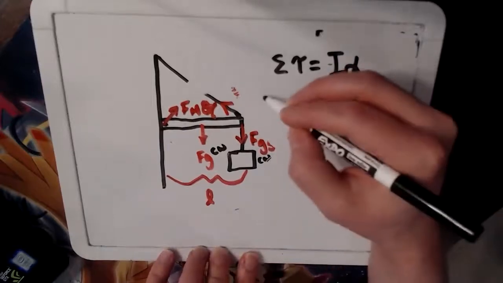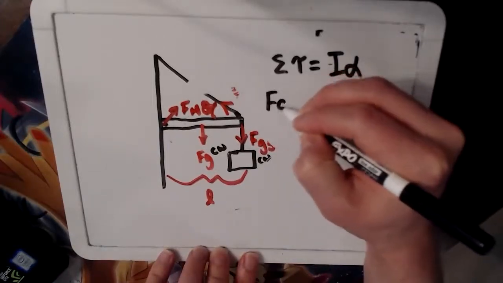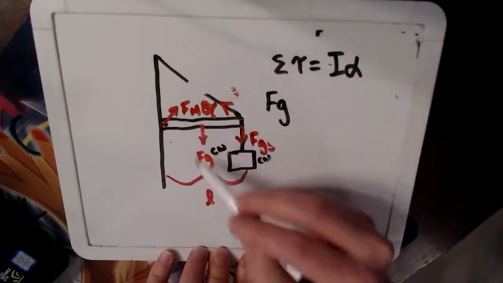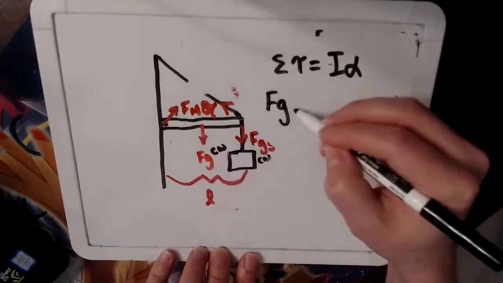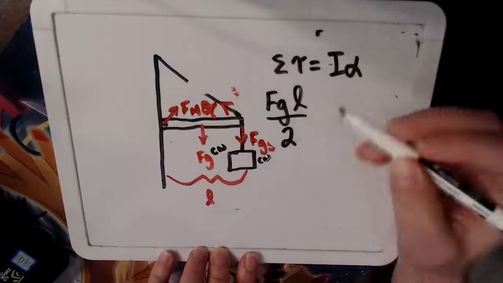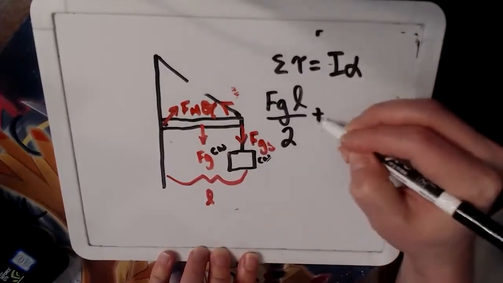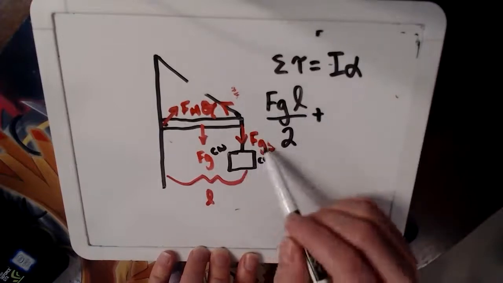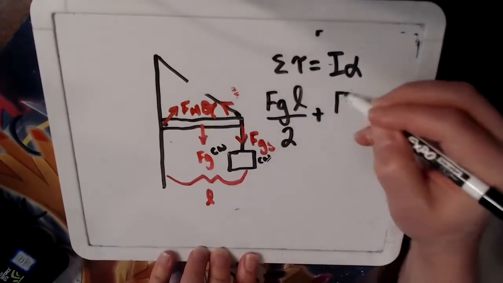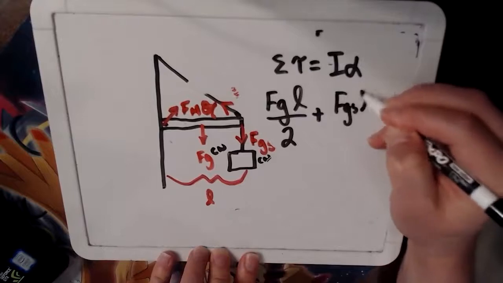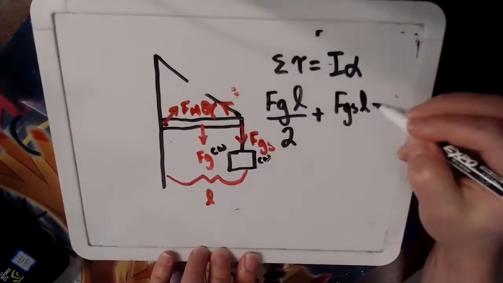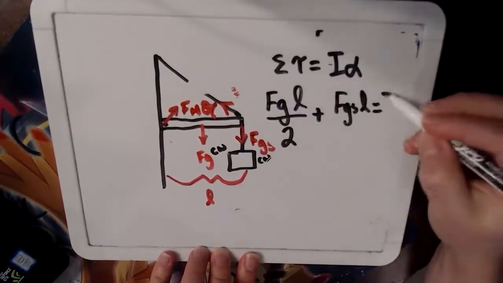The two forces that are making it rotate would be Fg of the sign, or Fg of the beam, excuse me, times the distance that it's acting from the pivot point. So that's Fg L over 2. The other torque that's making it rotate would be the force from the sign, but it's also acting all the way at the end. And then that would equal I alpha.